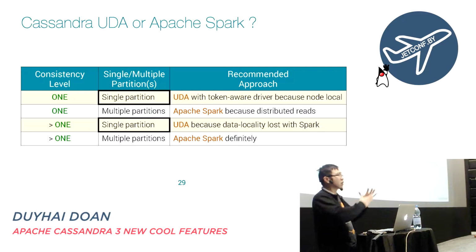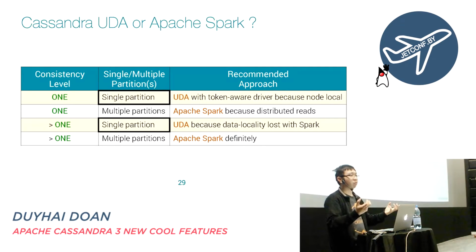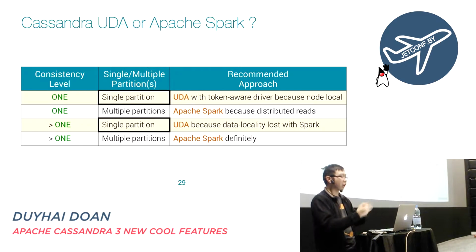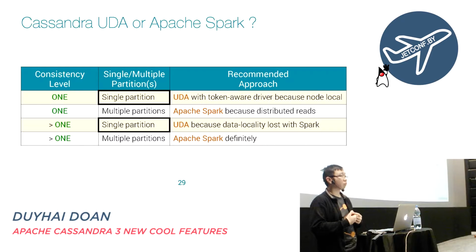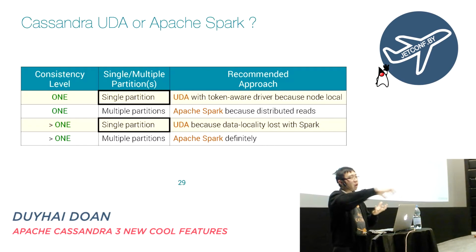People ask me, should I use a Cassandra user-defined aggregate or Apache Spark for analytics, for aggregation? Well, the answer is very simple. If you are aggregating in a single partition, use a Cassandra UDA. If you want to aggregate on multiple partitions, Spark is better for you, because with Apache Spark, the computation is distributed.